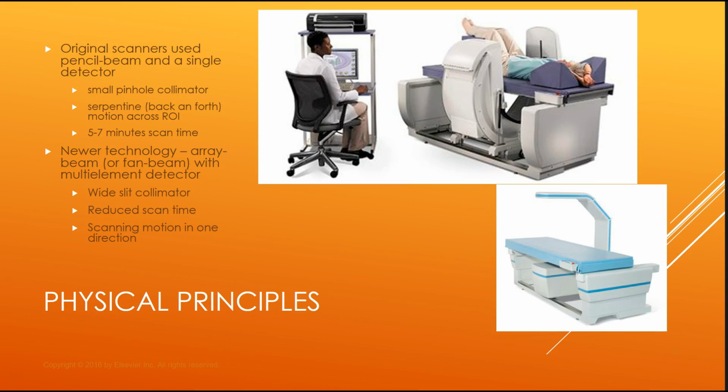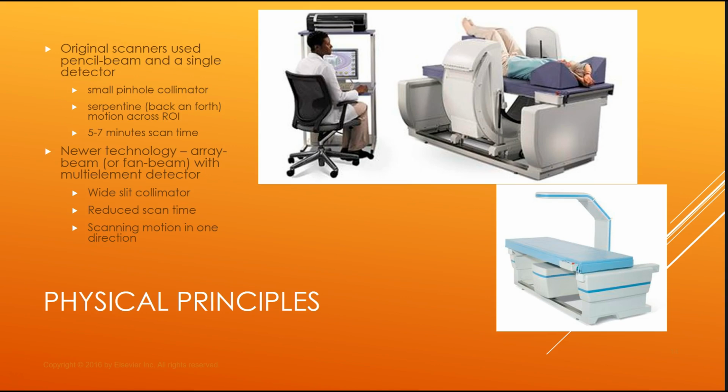Okay, so we're going to get into the physical principles now of Dexa scanning, and these are 2 pictures here. These are fan beam scanners. The original scanners used pencil beam, a little teeny pinhole collimator, and that x-ray beam went through that pinhole collimator in a little pencil beam, and it scanned back and forth the body horizontally. So say you were measuring hip bone density, it would go back and forth horizontally over that region of interest. As a result, the scan times were a bit long, 5 to 7 minutes or so.